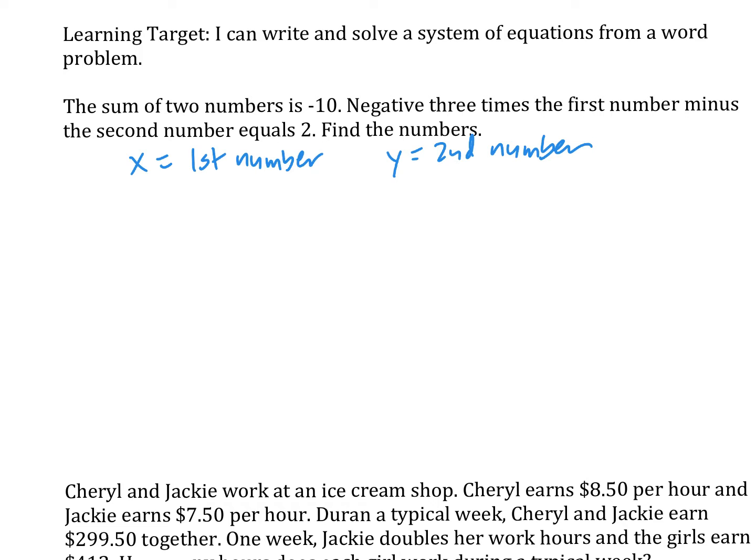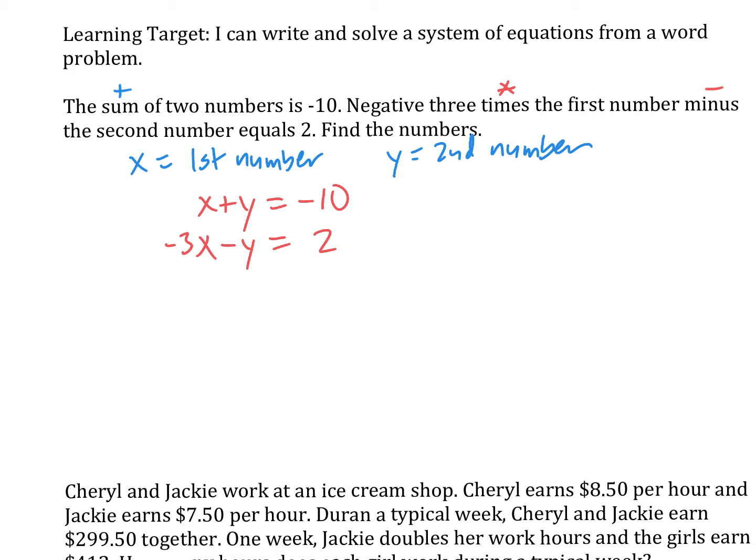Okay, so that first sentence we say, the sum of two numbers is negative 10. Well, sum, we know that means addition. Okay, so our first equation is going to be x plus y equals negative 10. Okay, and then the next sentence says negative 3 times, so we know that's multiplication, the first number, minus, subtraction, the second number equals 2. Okay, so we have negative 3 times the first number, which would be negative 3x, minus the second number, y, equals 2.